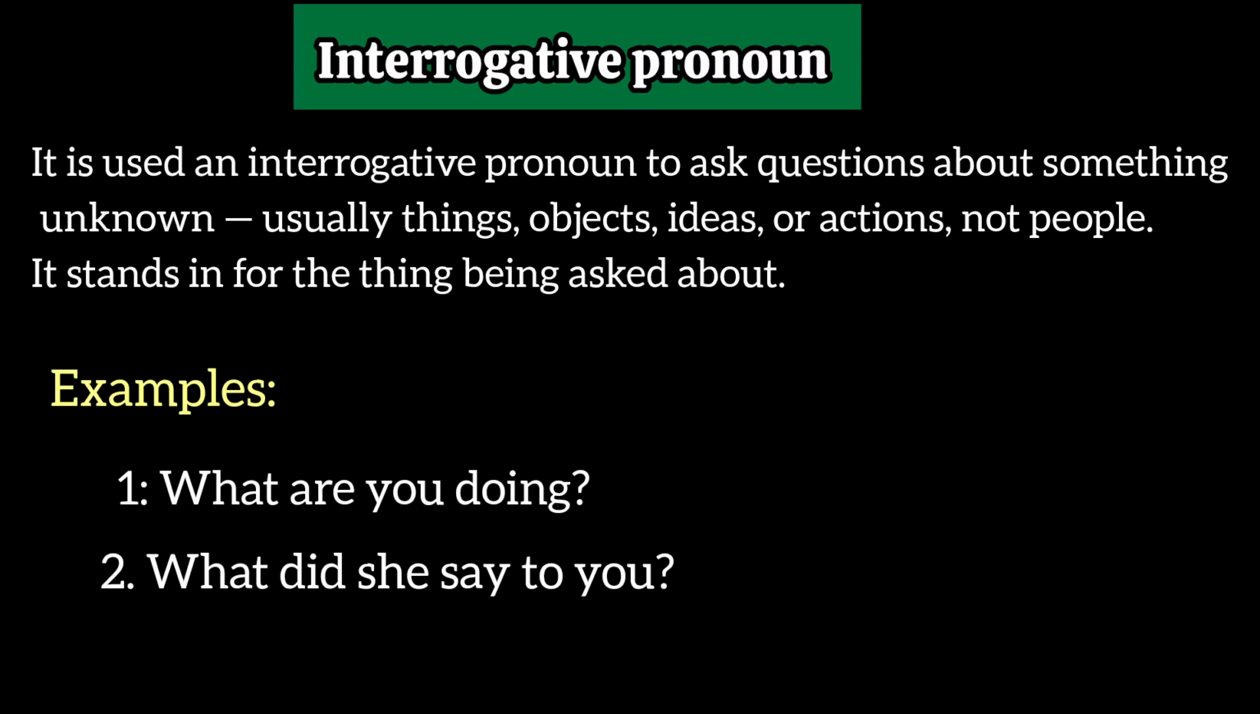This sentence structure involves question formation, where it is placed at the start, followed by the auxiliary verb did, the subject she, and the main verb say. So grammatically speaking, it introduces the question and serves as the object, receiving the action of the verb within the sentence. Look at this example.